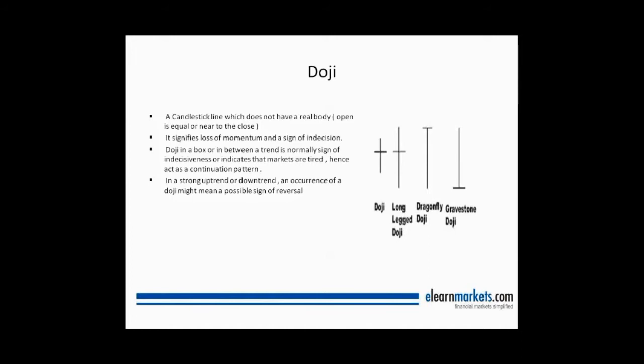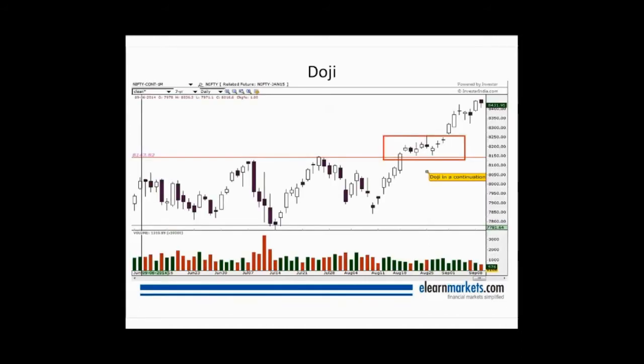We need to remember the placement of these candles is extremely important. As I had just said, a doji in a box or in between a trend is normally a sign of indecisiveness and indicates that markets are tired. Hence, they act as a continuation pattern. In a strong uptrend or downtrend, an occurrence of a doji might mean a possible sign of reversal.